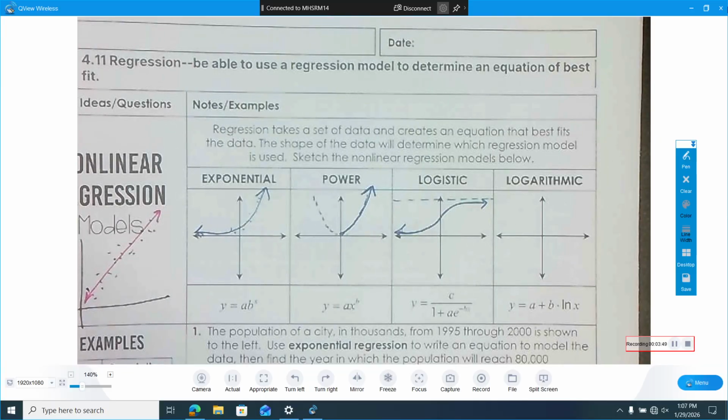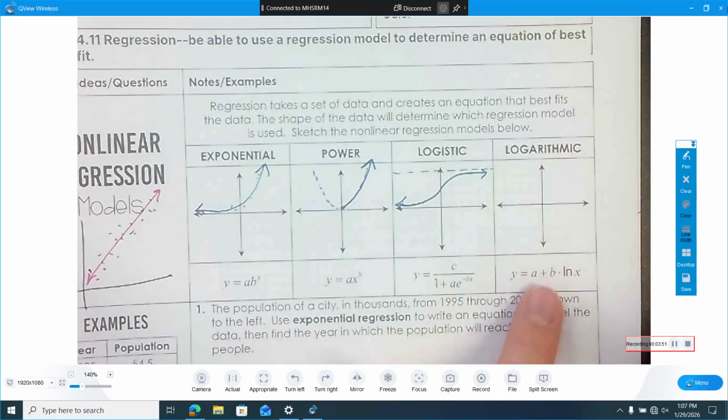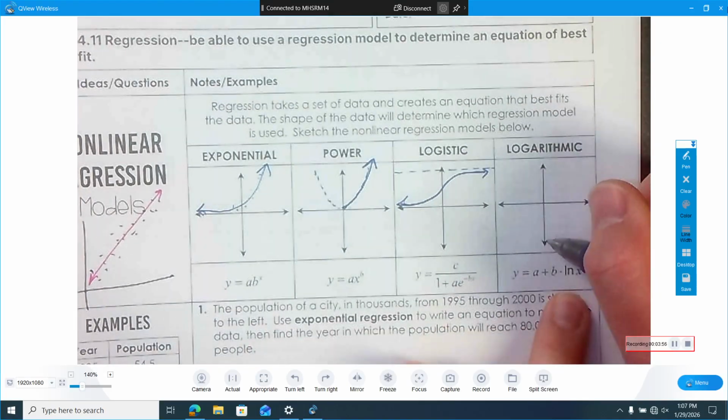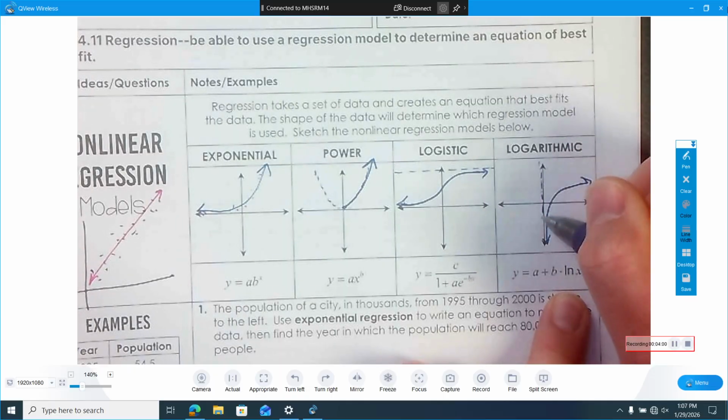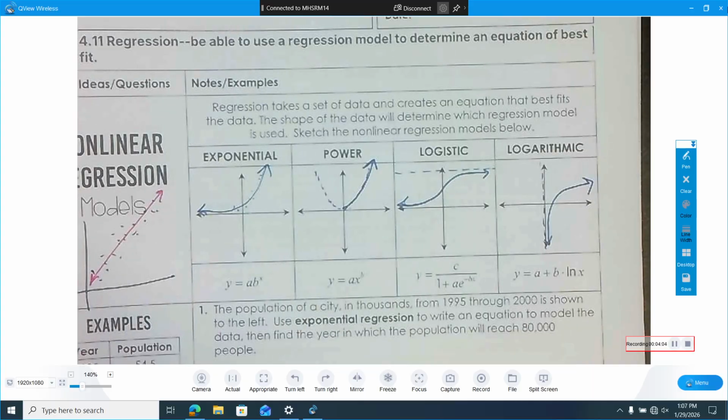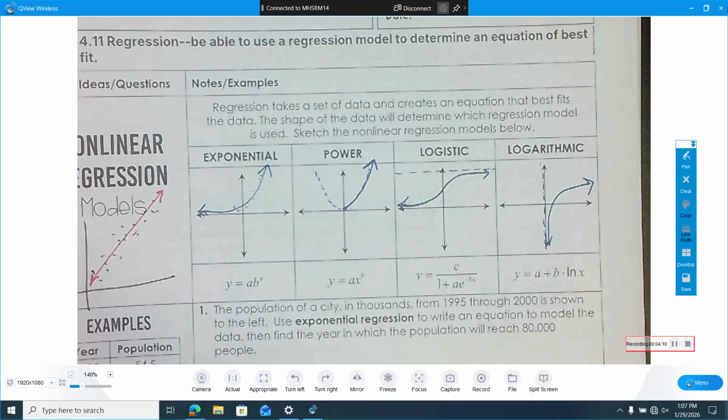And then we have logarithmic. What's the log ride look like? Up, and then over, yeah? All right, it was the boring log ride. So it looks something like that. It has that vertical asymptote, and it grows really, really slowly. So these are the different types of models that we're looking at today, and they're going to tell us how to use them using our calculator.